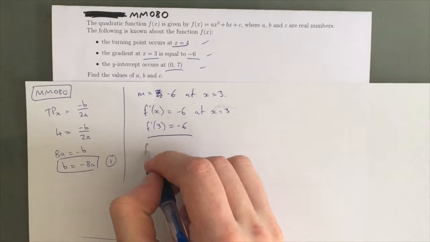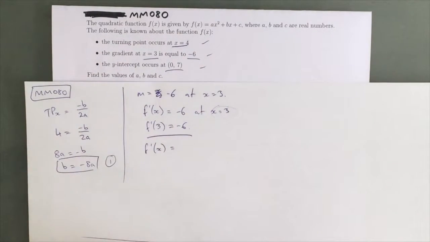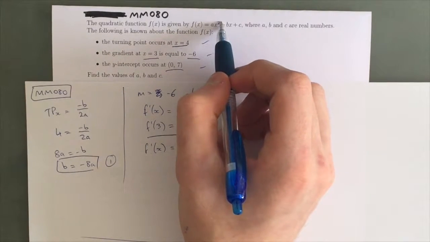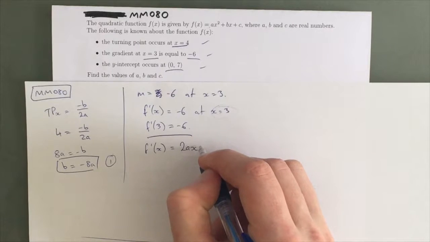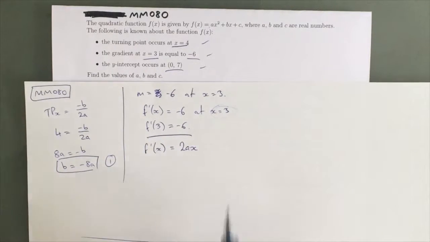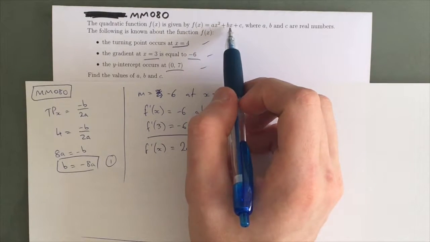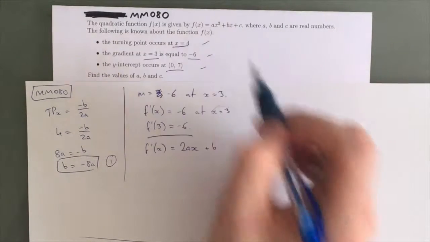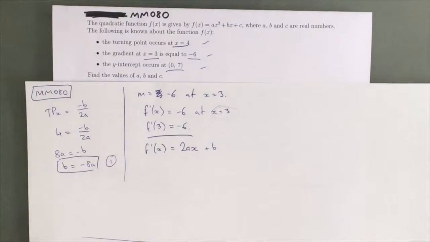So f dash of x is the derivative of f of x, and what we do is we take the power of the first one, multiply it by the front, and take 1 off the power. So we take that 2 to the front, that becomes a 1, and then that's our first term. So we get 2ax to the power of 1, which is simply x. Move on to the next one, plus bx. Whenever we've got an x on the end and we're deriving, we just take the x off, so that is equal to b, and then a constant just becomes 0. So our f dash of x is equal to 2ax plus b.